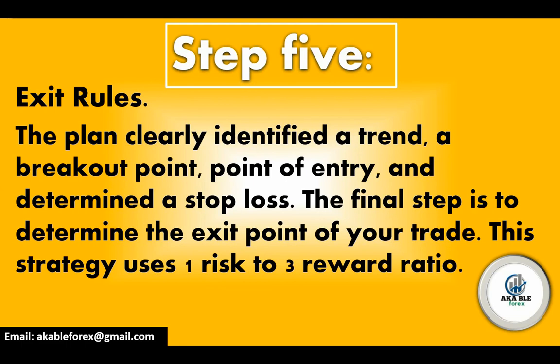Since we use the 1 to 3 reward ratio, we multiply the number of pips in between the stop loss and the entry by 3, which means we multiply these 10 pips times 3. This will give us 30 pips. 30 pips will be the target number for that trade. It's very important.